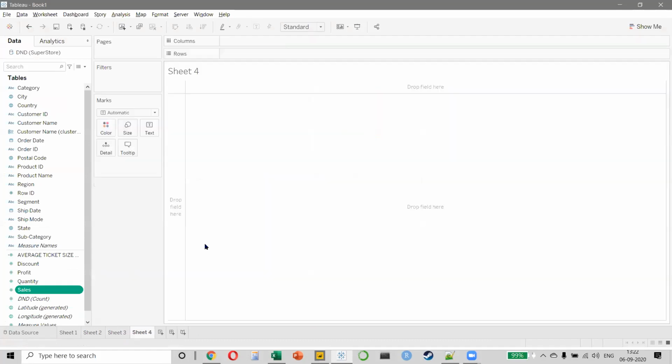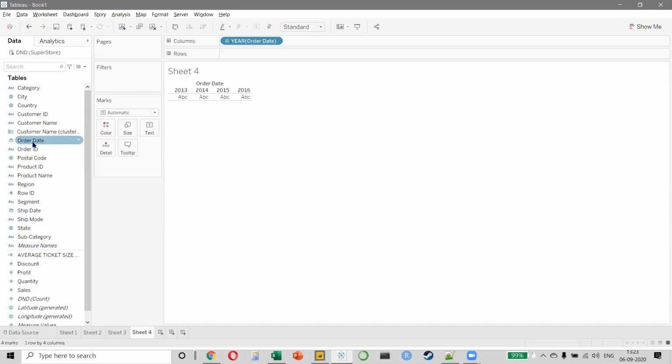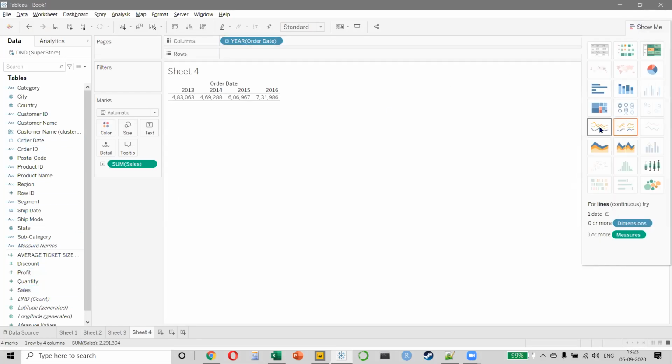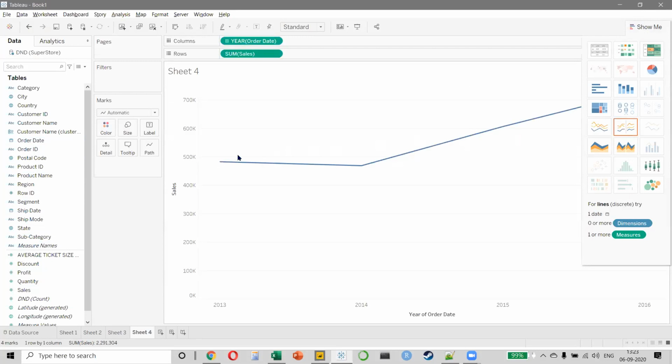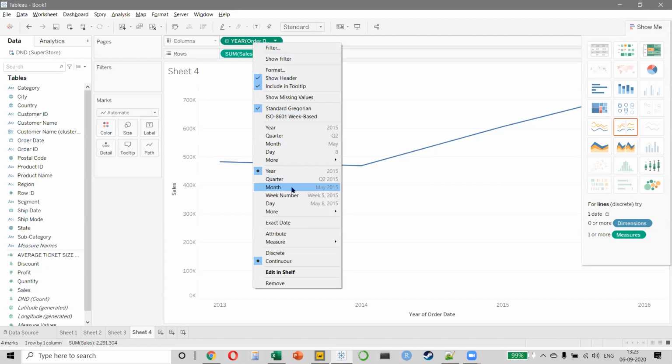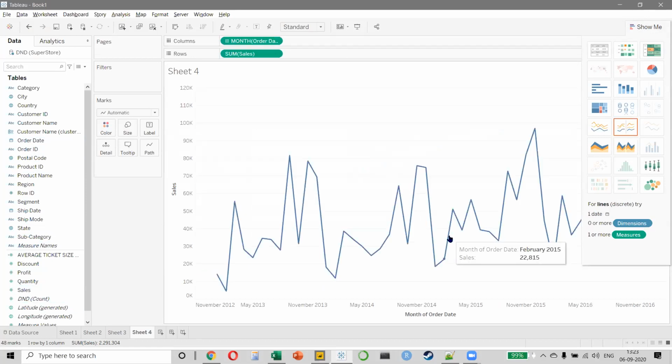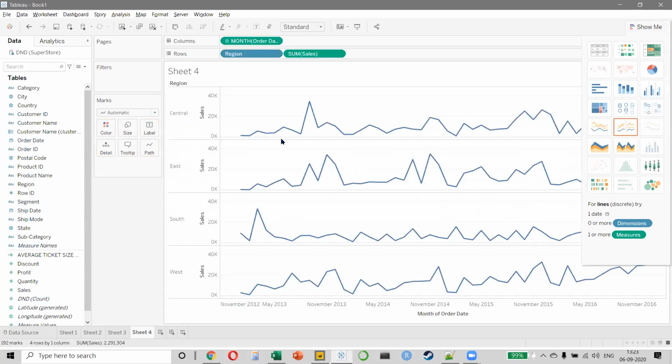Let me make a new sheet. Let's do it from the scratch. So I will first select my order date and I will select my sales amount and I will convert this into a line chart, right? Now it is showing you 13, 14, 15, and 16, but remember we want to see the month as well. So I can just click on my year and change it to the month, which is great. If I put my region in rows now, it will show me 4 different trend lines.